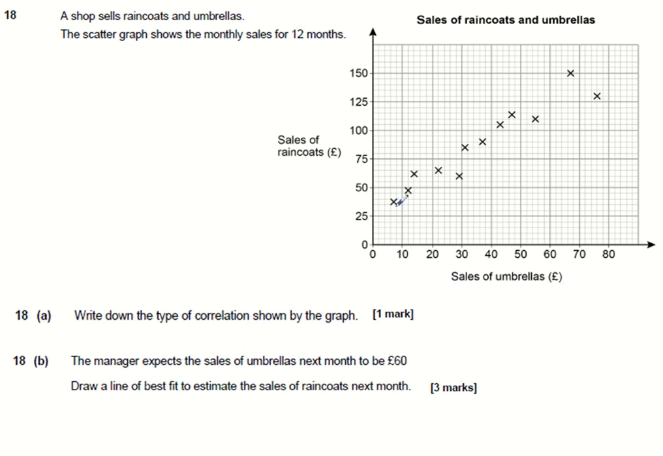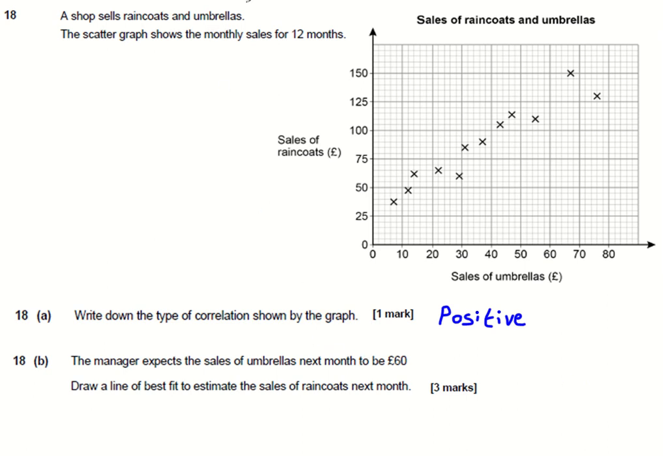So from the graph you can see each of these points are trending upwards, going from left to right, which means we call that a positive correlation. If they were trailing downwards in this direction, it would be called negative. Part B. The manager expects the sales of umbrellas next month to be £60. Draw a line of best fit to estimate the sales of raincoats next month. So we need to use a line on this graph to make this estimate.